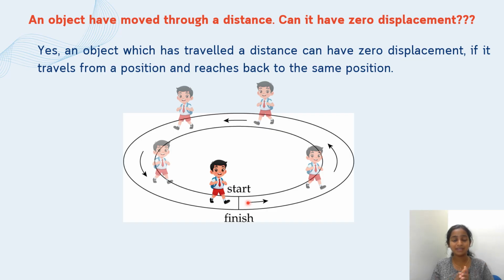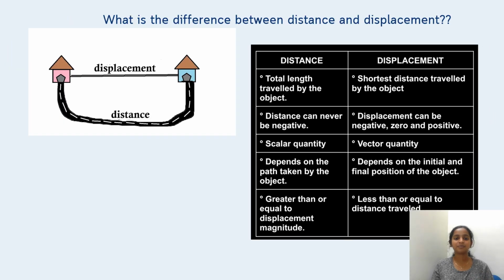So displacement can be a positive value, can be a negative value, as well as it can be 0. Can distance be 0? No. If distance is 0, we can say that the object is at rest. So distance cannot be 0, but displacement can be 0. It is a very important question. Can displacement be 0? You can explain with the help of a circular path. Hope this question is clear.